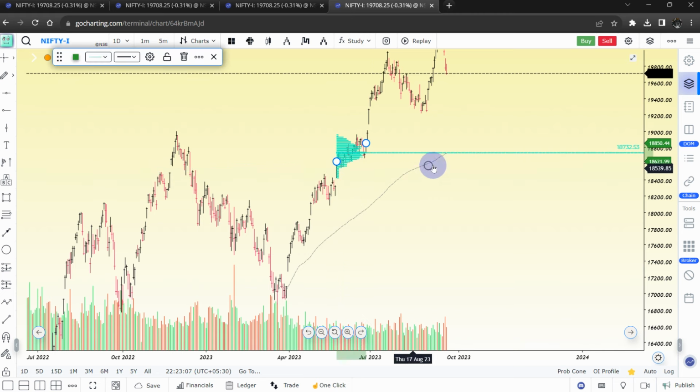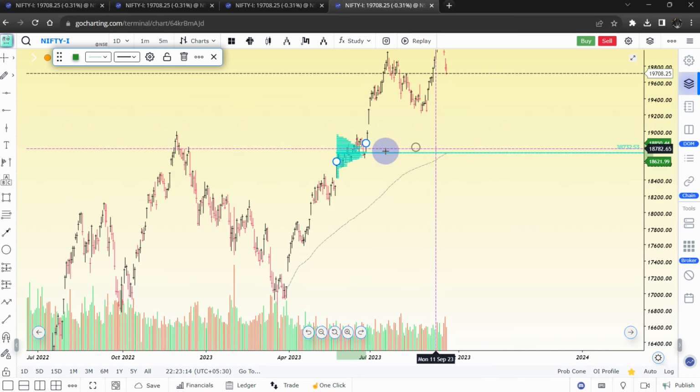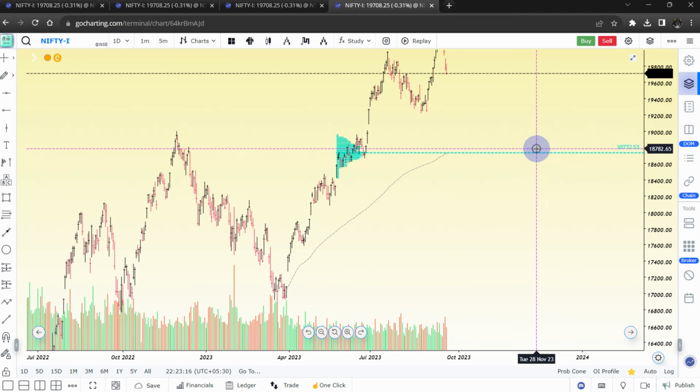So we are likely to test somewhere close to 18,732, which I just spoke about. If we break this, another 400-500 points is what we can expect, a move up till this place if the market has to stop here.